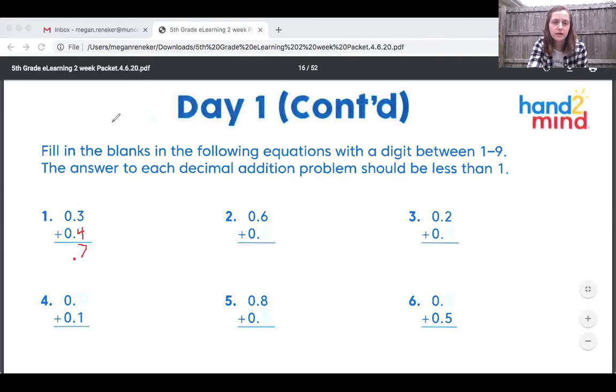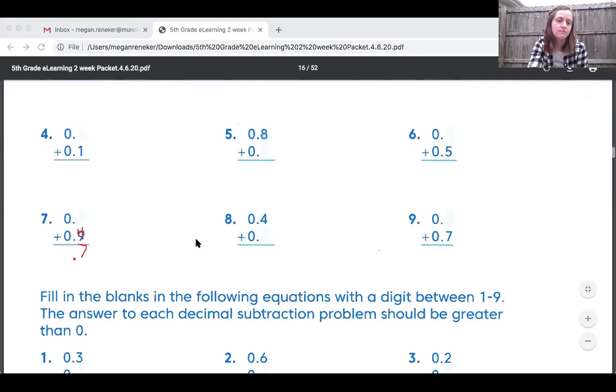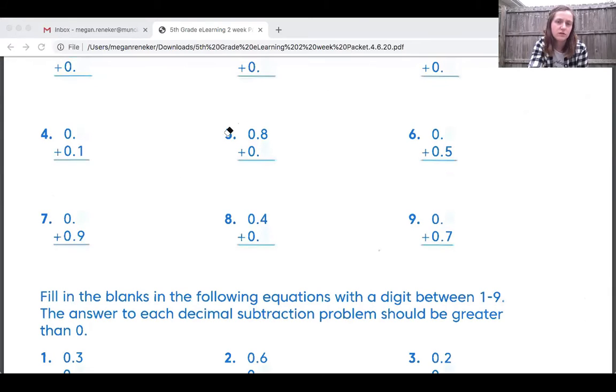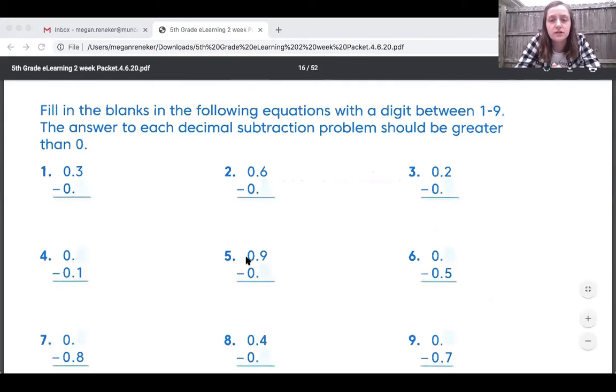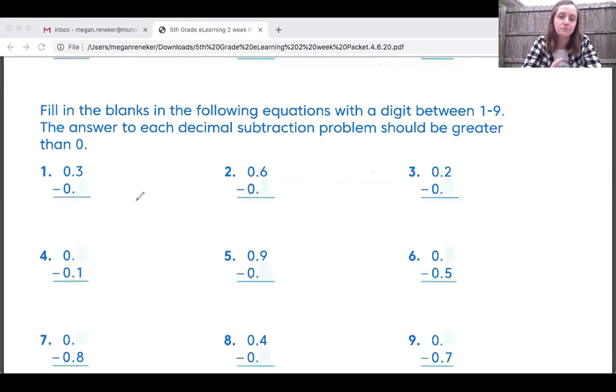Now we're going to go ahead and scroll down, okay? I'm going to erase this from our screen so we can see a little better. We're going to scroll down. Down here, it's asking us to do some subtraction problems. When you set up a decimal subtraction problem, it's the same process as addition. You line up your decimals, right? And then we can go ahead and subtract straight down.